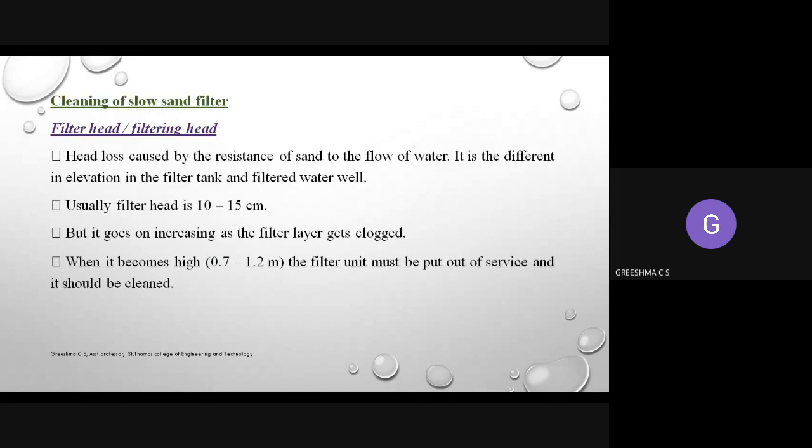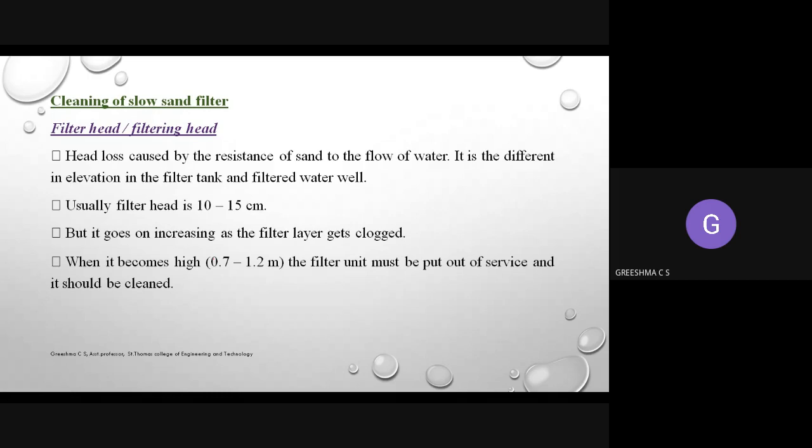Now, how do we clean a slow sand filter? It will be a big arrangement. So how will you clean the slow sand filters? Coming to the cleaning, the first one is the filter head and the filtering head.